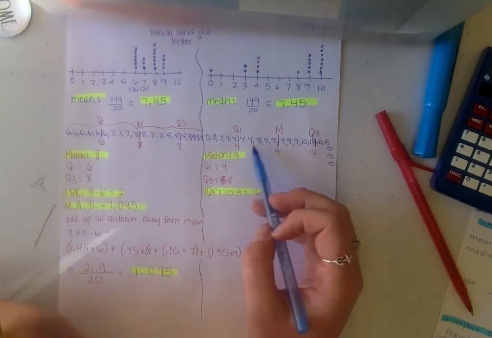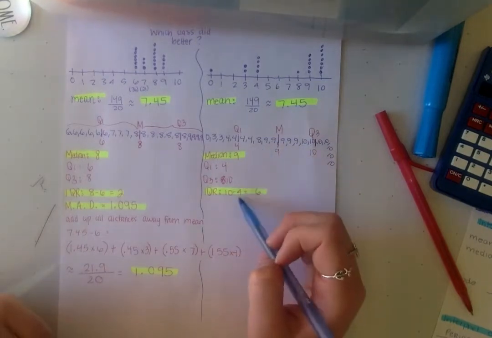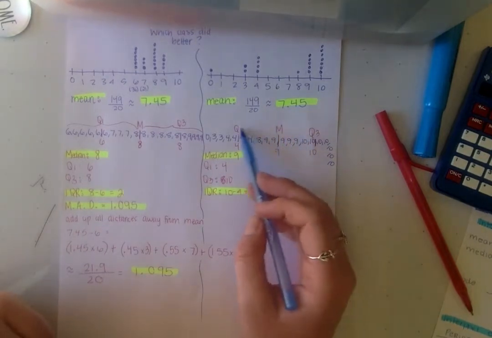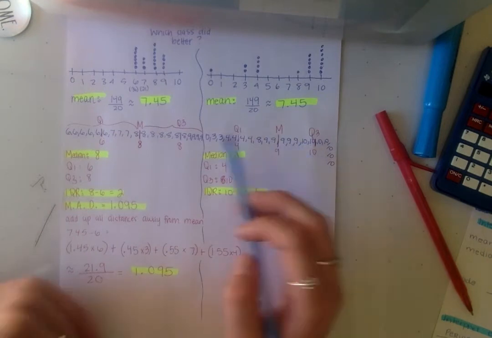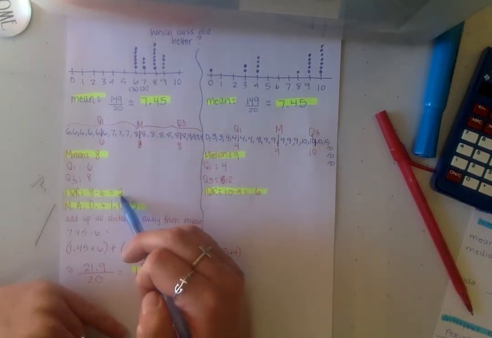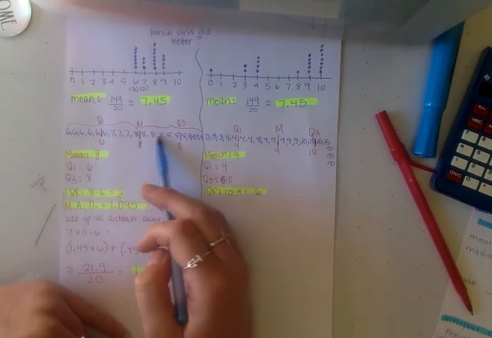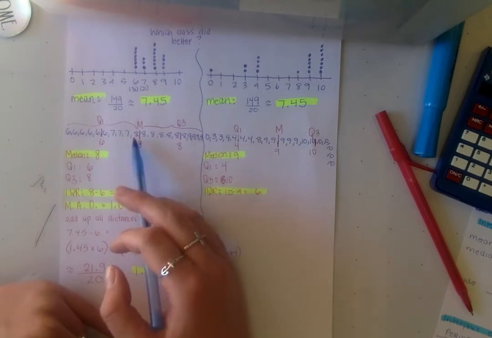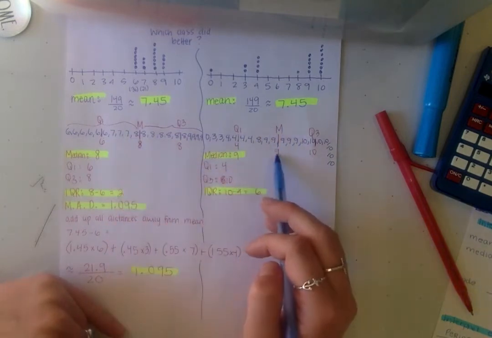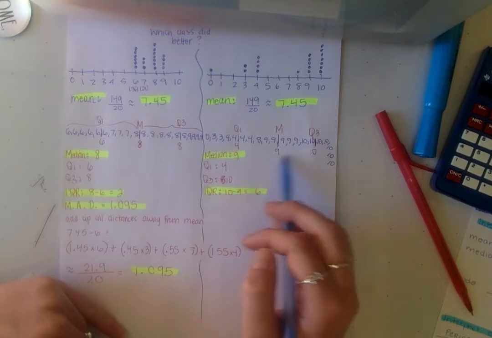If I were to interpret my IQR, it's telling me these values can't vary any more than 6. Well, these values can't vary any more than 2. So I know that these values have to be a lot closer to 8. These values, even though it's a median of 9, they're going to be very far away.